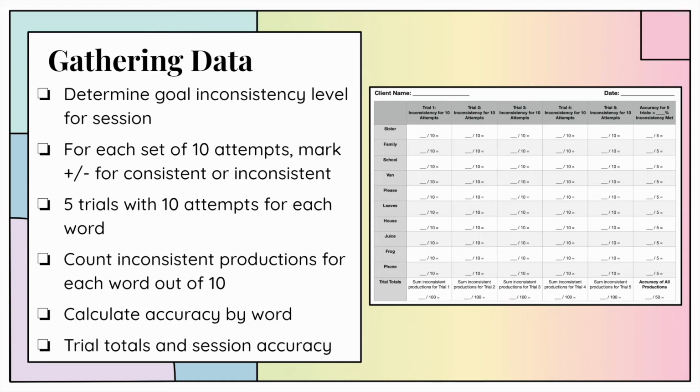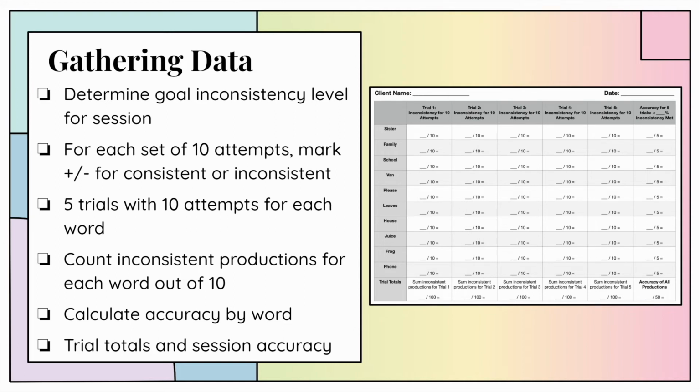So with our mock client, if you'll recall, their first objective is just to decrease the 50% inconsistency down to 40%. So we will use that value, that 40%, for this example session, and we'll consider any trials that have 40% or less inconsistency to be a success and count that towards their accuracy count.